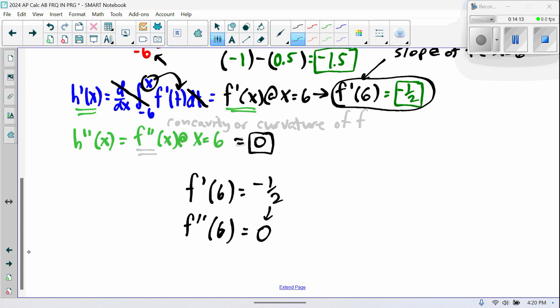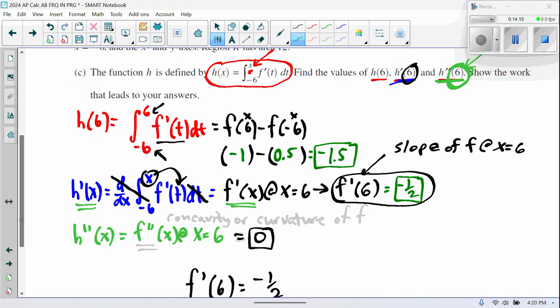It doesn't ask you to explain. Just show the work that leads to your answer. If you want to say there's no curvature at x equals 6, so the second derivative of h is 0, because the second derivative of h is the second derivative of f. Or you can say that f prime is a constant, and the derivative of a constant is 0. So there's multiple ways, but we are done for A, for B, and for C. And we didn't even hit 15 minutes, kids.